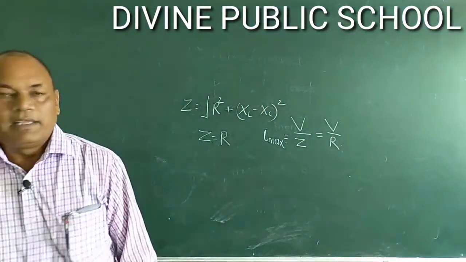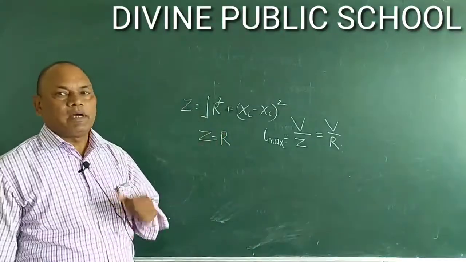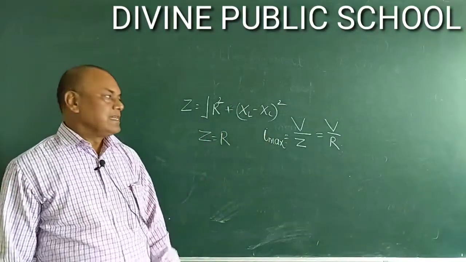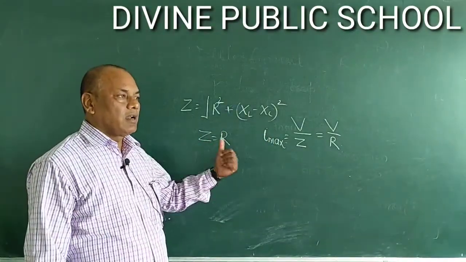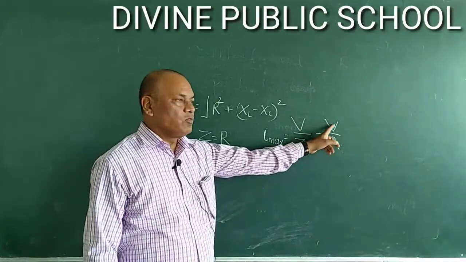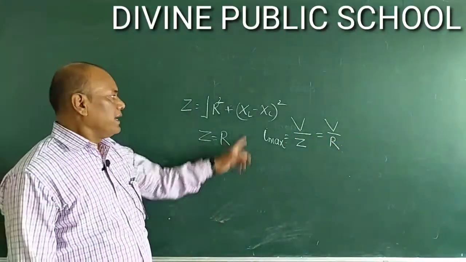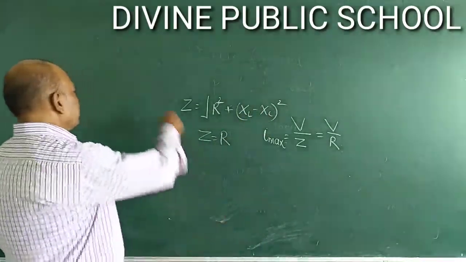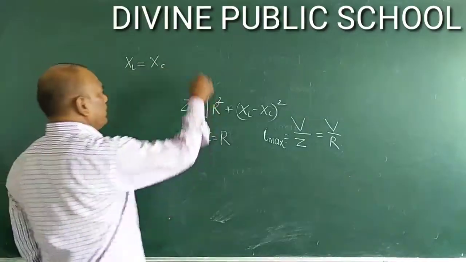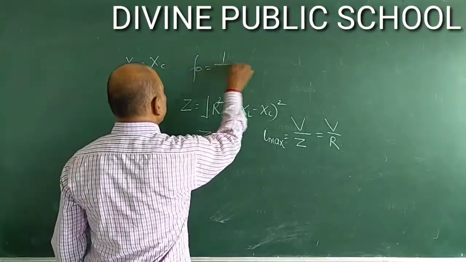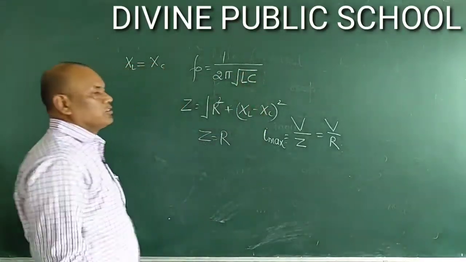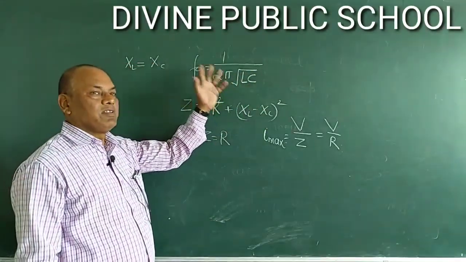So finally, we came to this point that in LCR circuit, for resonance, Z should be equal to R. In that case, I max will be equal to V by Z, which is V by R, and XL will be equal to XC. If XL is equal to XC, then we get the frequency f is equal to 1 by 2 pi under root LC. So this is called the resonating frequency.